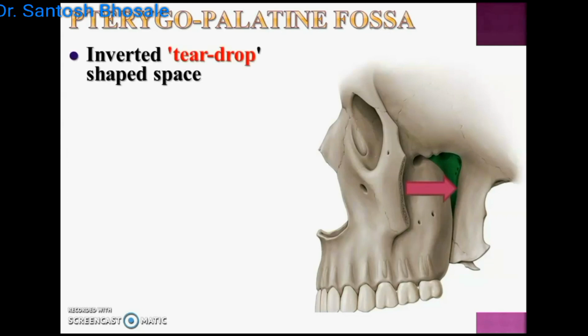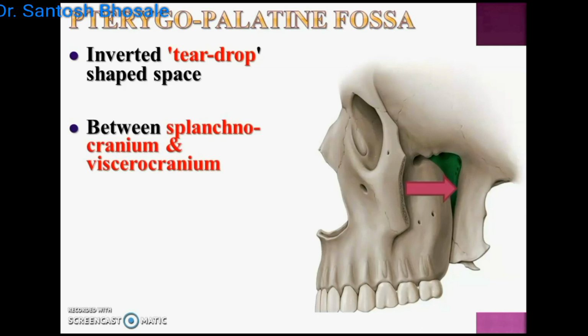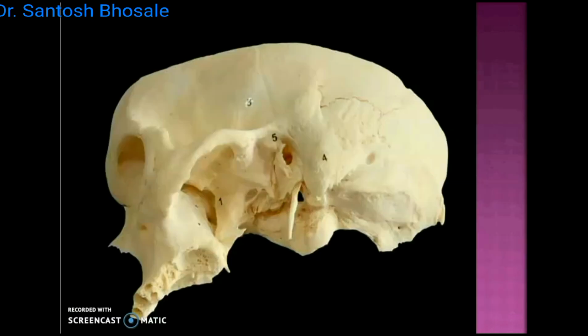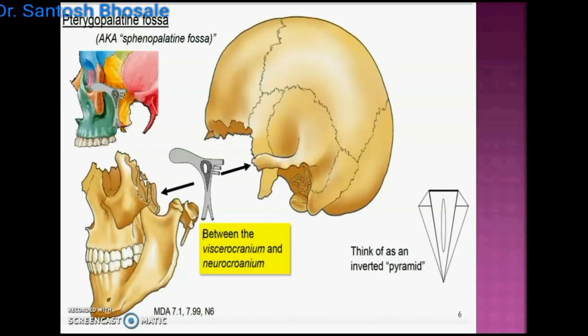It is an inverted teardrop shaped space or inverted pyramidal space between the splanchnocranium and neurocranium, immediately behind the maxilla, and is very small in size. It is very difficult to dissect and very difficult to locate even in dry skulls. Here it is, the pterygopalatine fossa, an inverted L-shaped, very small space with numerous communications between the facial skeleton and neurocranium. You can see it is inverted pyramid in shape.